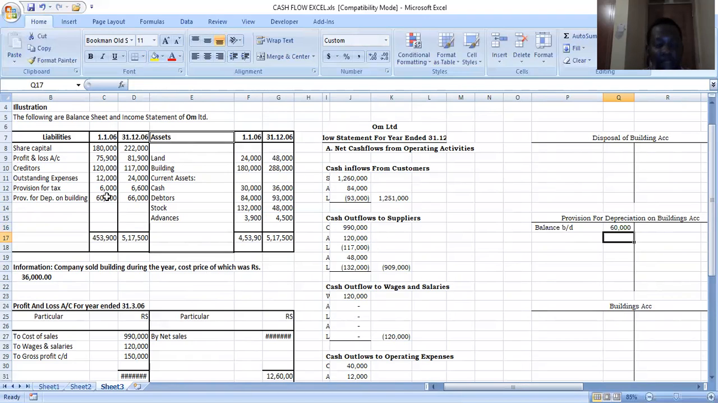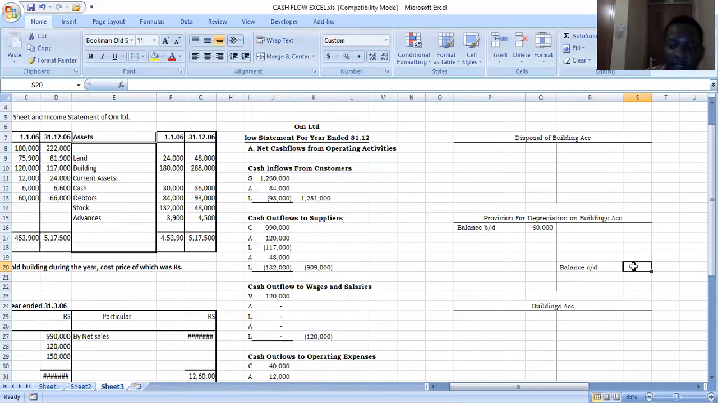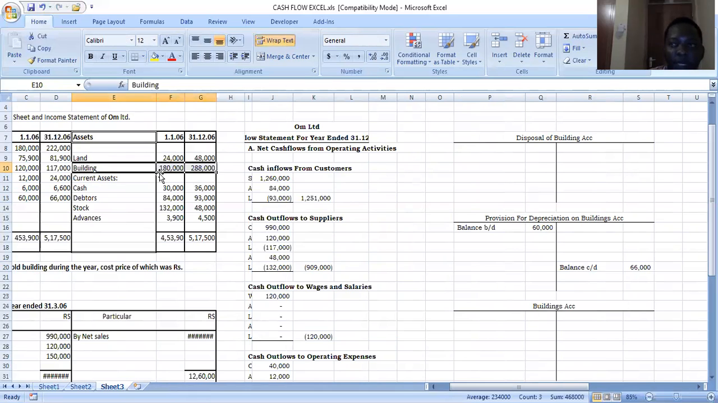And then the closing balance is 66,000 shillings. So at the end, the balance carried down is equal to 66,000 shillings. And then we have the buildings account. At the beginning, the buildings were 180,000 shillings. At the end, it's 288,000 shillings. So we have this information in our buildings account.